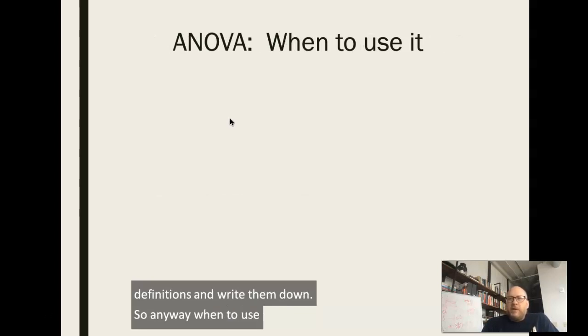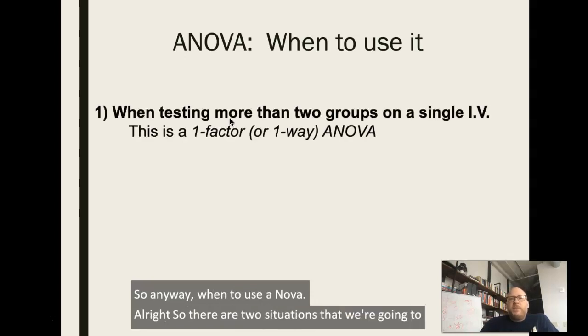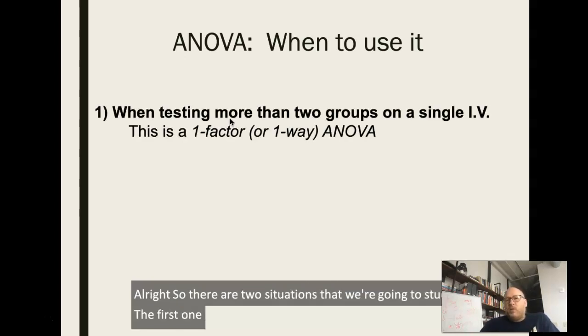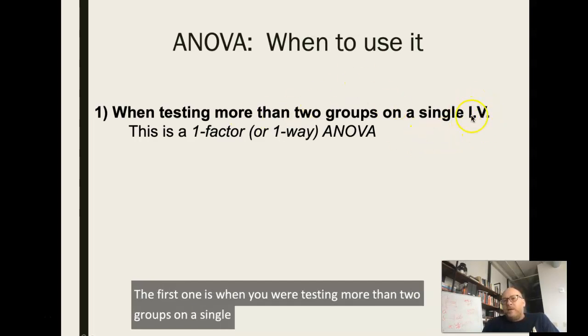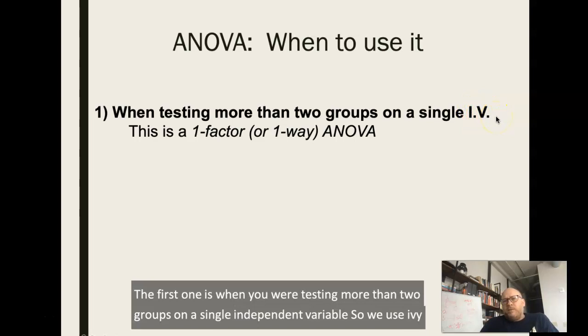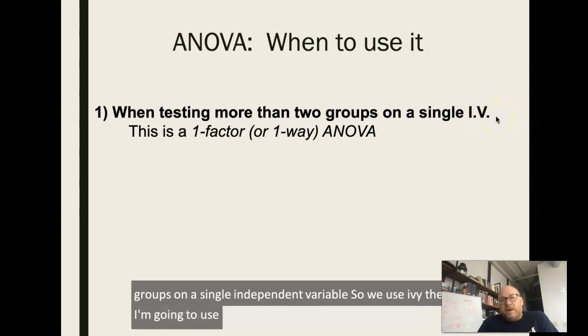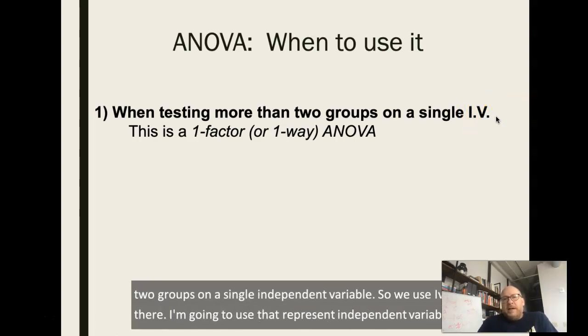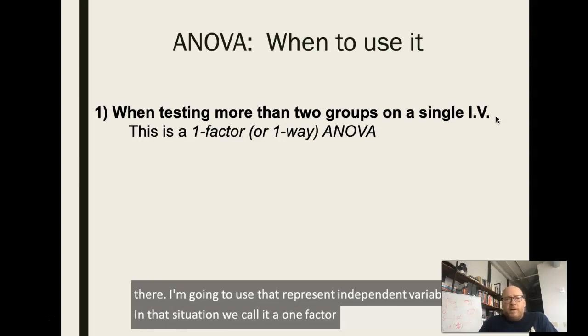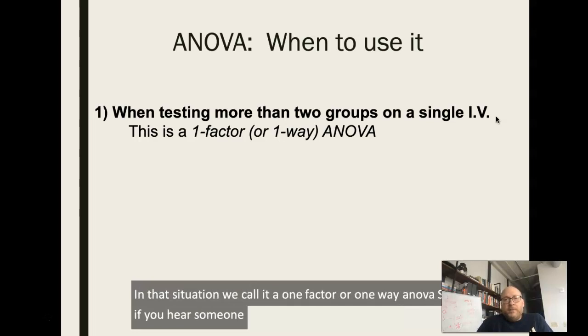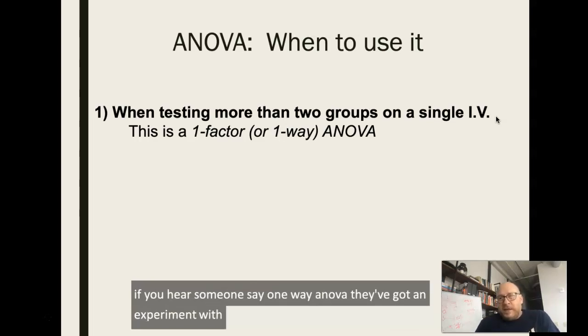All right, so there are two situations that we're going to study. The first one is when you are testing more than two groups on a single independent variable. When I use IV there, I'm going to use that to represent independent variable. In that situation, we call it a one-factor or one-way ANOVA. So if you hear someone say one-way ANOVA, they've got an experiment with more than two groups in a single independent variable.